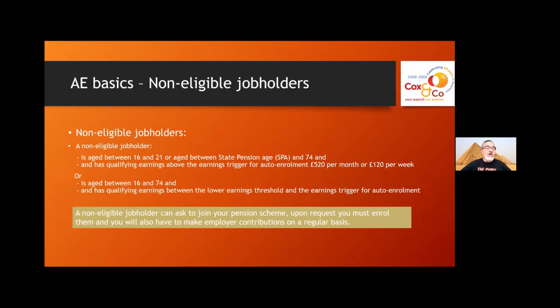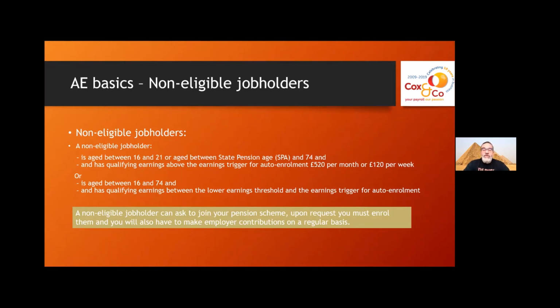Non-eligible job holders. A non-eligible job holder is aged between 16 and 21, so he's not over 22, so he's kind of next tier down in terms of his age. Or he's over, so you've got the middle ground of 22 to state pension age. I call it retirement age, but it's not anymore, is it? A non-eligible job holder, he's in a different grouping. So he's either aged between 16 and 21 or between state pension age and 74, at which point he's no longer considered a worker. And he has qualifying earnings above the earnings trigger for auto-enrollment.